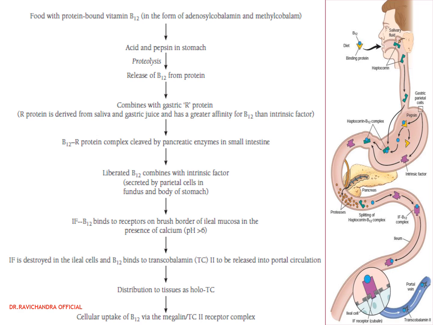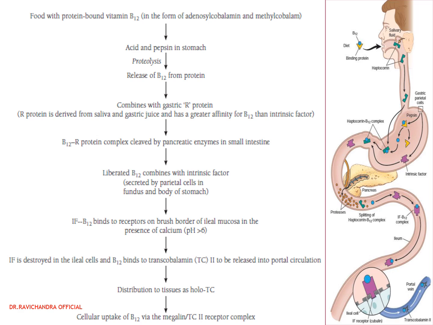And the intrinsic factor is destroyed in the ileal cells, and B12 will bind to transcobalamin 2 to be released into the portal circulation. From there, it is distributed to the tissues as holotranscobalamin. Further cellular uptake of B12 via the megalin or transcobalamin 2 receptor complex will occur.